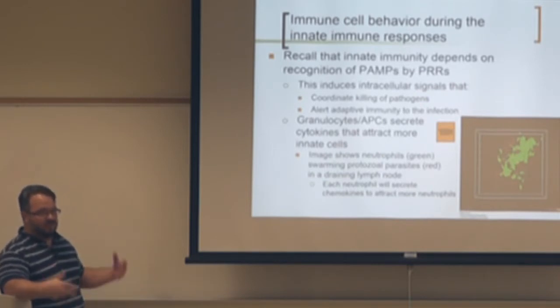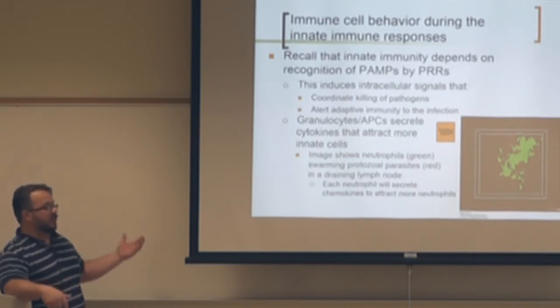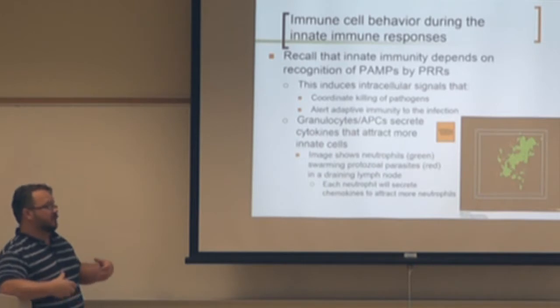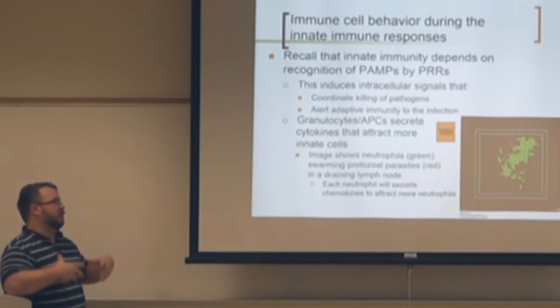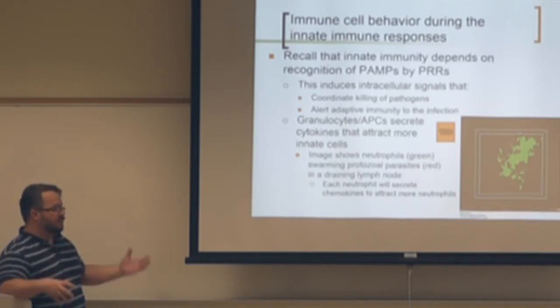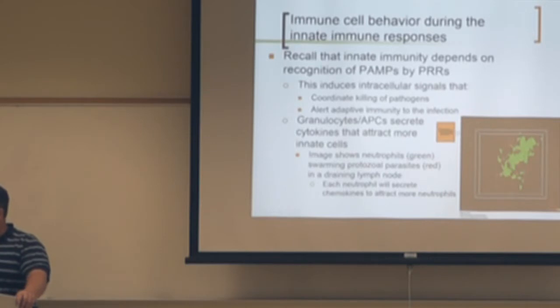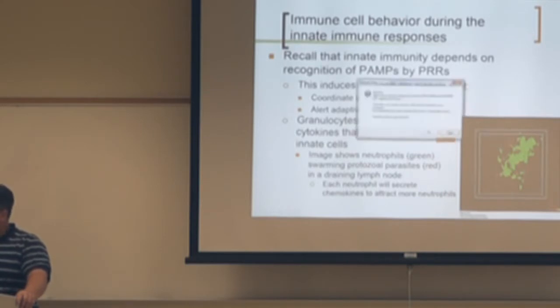They don't have T cell receptors. They don't have B cell receptors. But they do have receptors that will recognize some pathogen-associated molecules, and that will activate that dendritic cell to, instead of just sitting there, start to phagocytose things. And then neutrophils will come in. Granulocytes are what we're watching a video of.